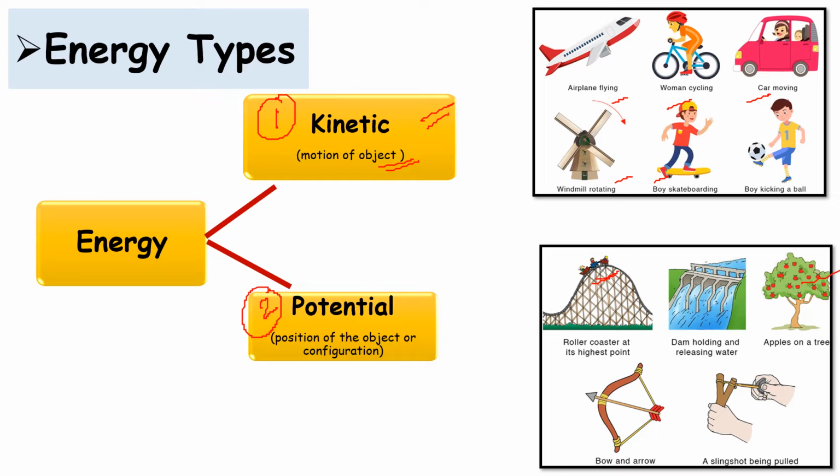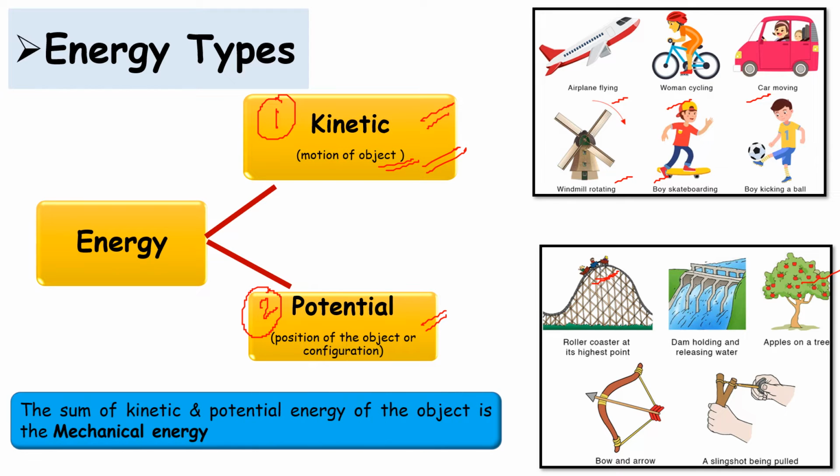So these are the two types of energy, the kinetic energy and the potential energy. Kinetic energy is basically due to motion of the object and potential energy is due to the position of the object or the configuration within the system. Now, the sum of kinetic and potential energy is called the mechanical energy.